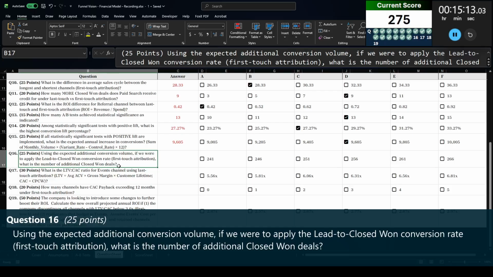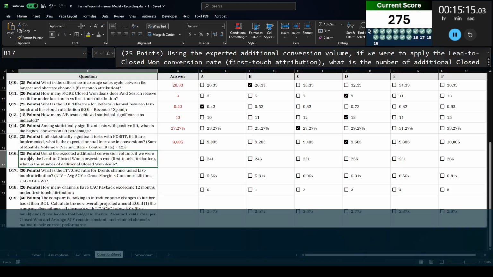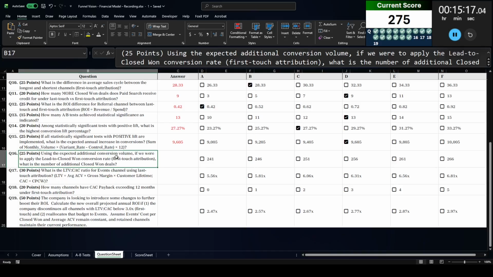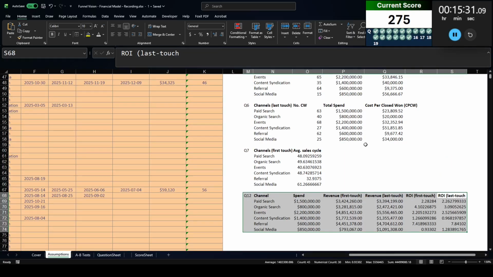Question 16. Using the expected additional conversion volume, if we were to apply the lead to closed one conversion rate under first touch attribution, what is the number of additional closed one deals? Now this conversion rate, we don't have it yet. We haven't actually calculated yet. So let's go ahead and calculate the lead to closed one conversion rate under first touch attribution.